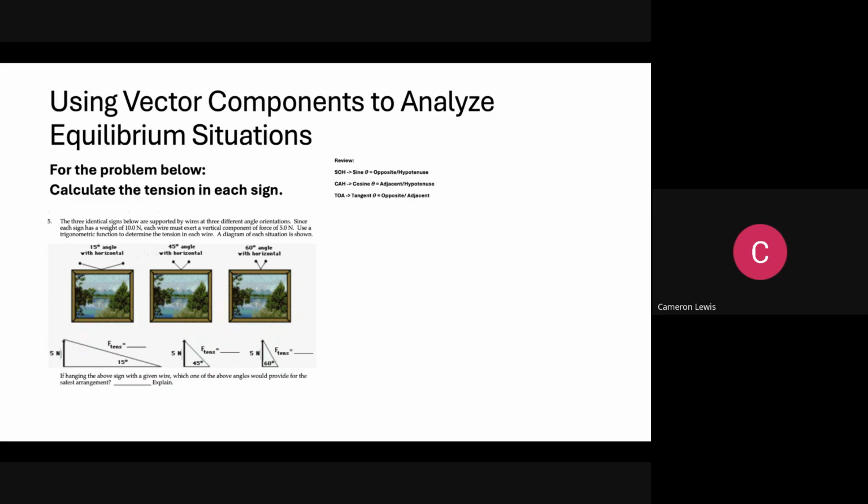So we have our strings right now, and what we want to do is calculate the tension at each sign. Once we see the tension at each sign, we want to see which one has the safest arrangement. This is a very simple problem, and I want us to put together everything that we did before, but also use as little math as possible. So let's use teamwork.